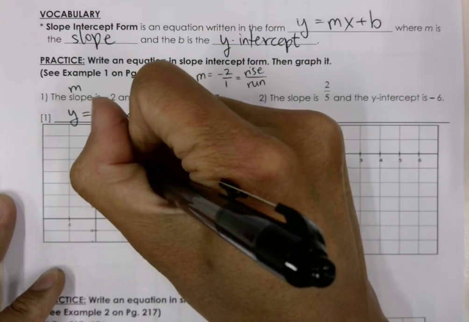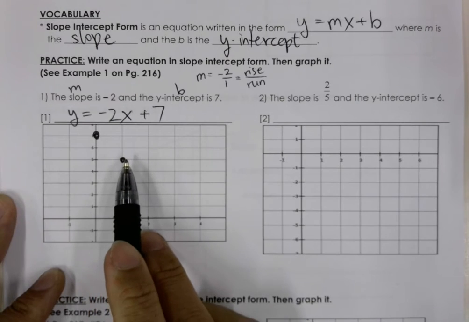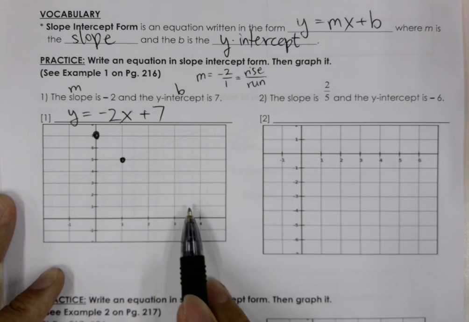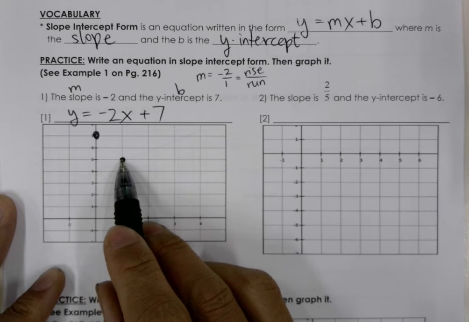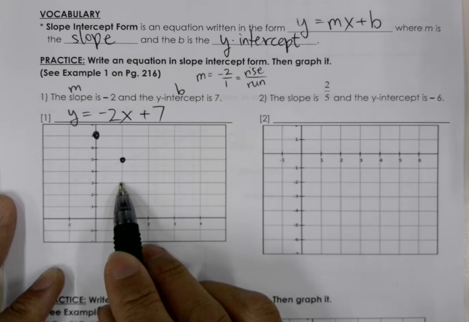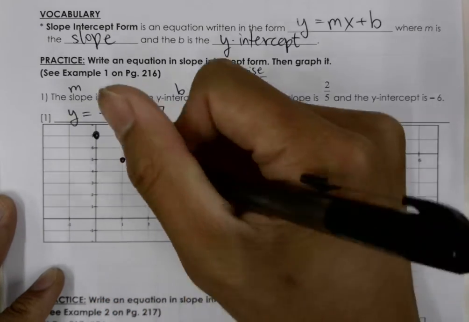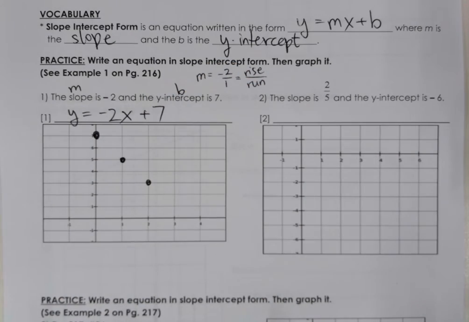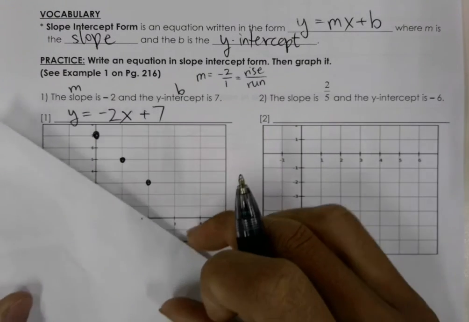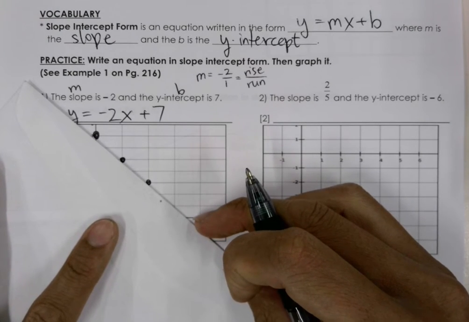And you can feel free to apply the slope over and over again so that you can plot more points of the line. Let's do that here. Down 2. Over 1. We could draw a third point. We could draw a fourth point and a fifth point, but I'm just going to go ahead and stop there and draw my line.